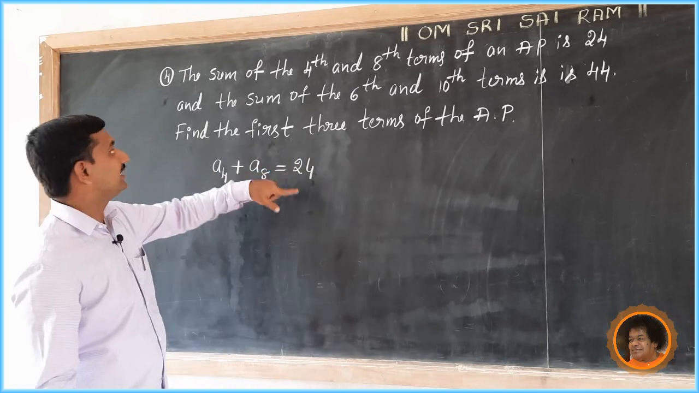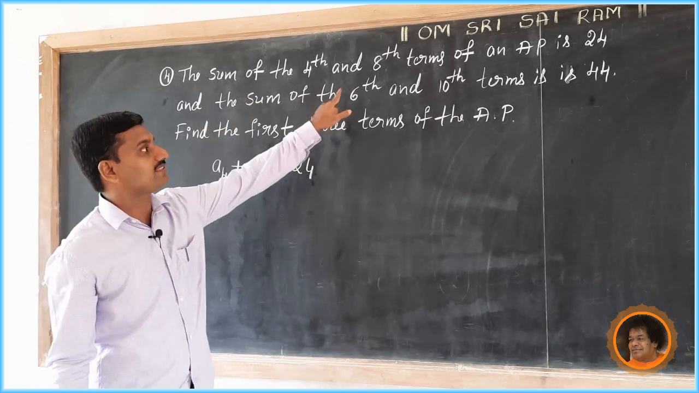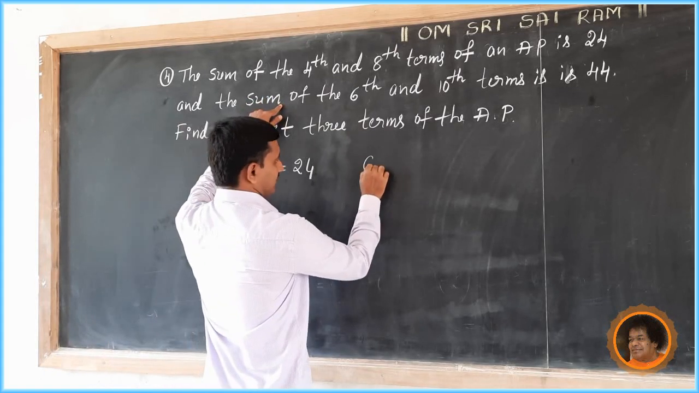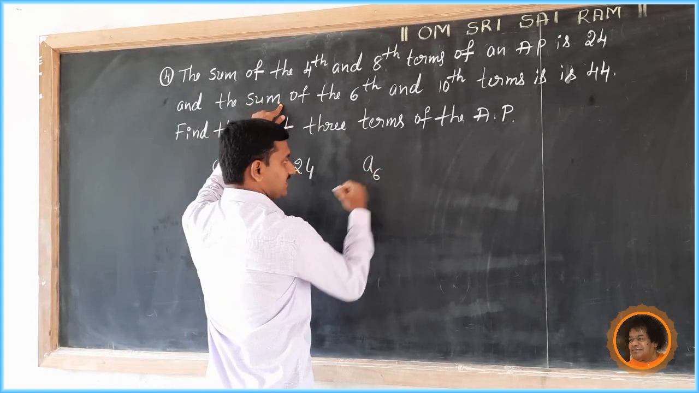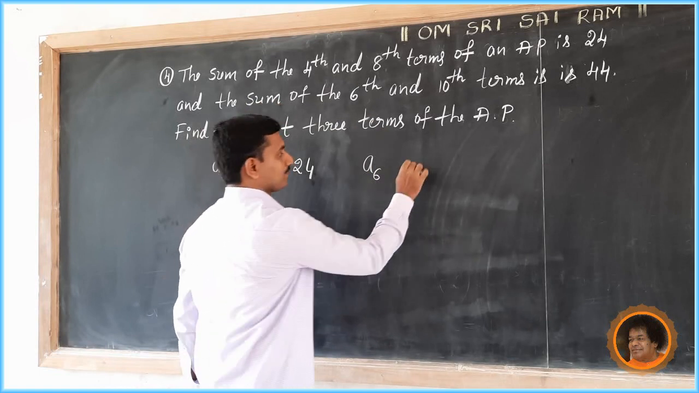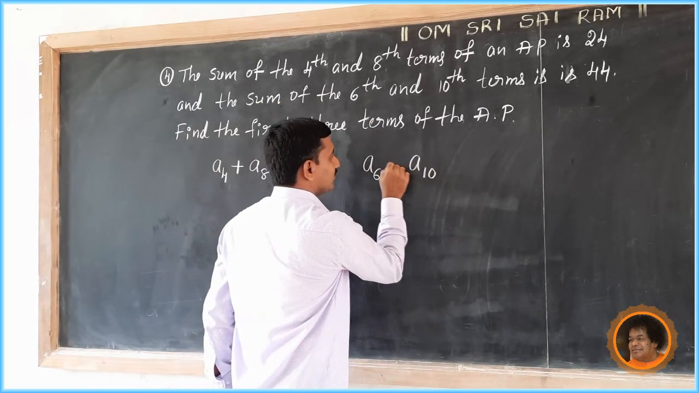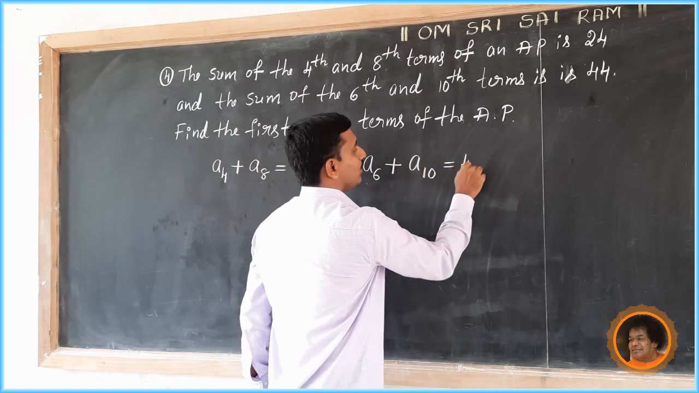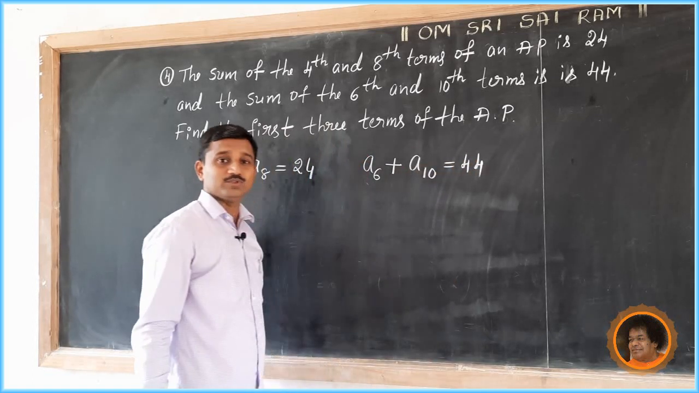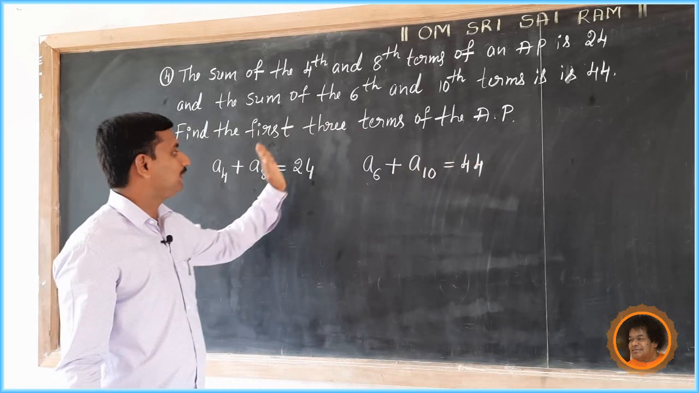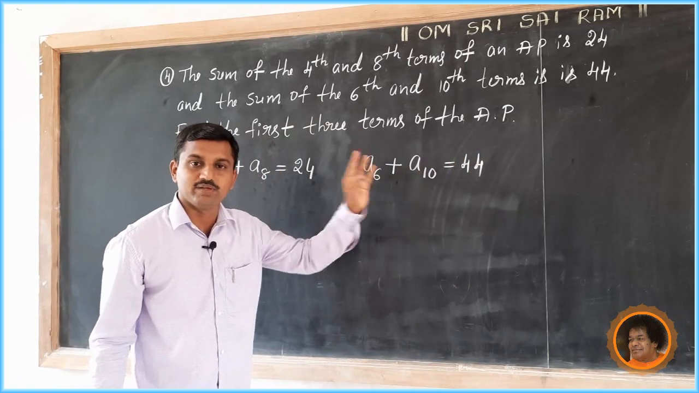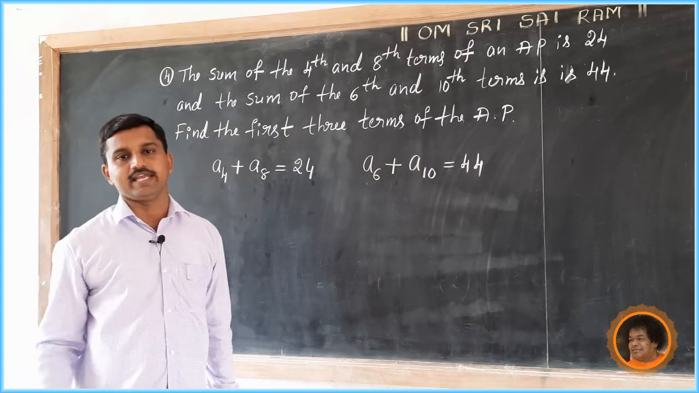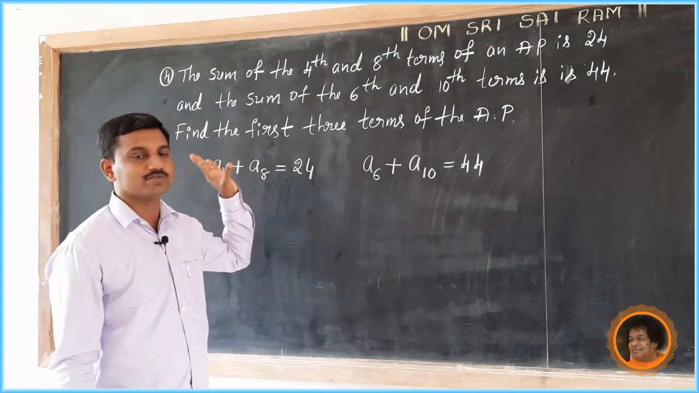So what about the second condition? The sum of the 6th and the 10th terms. The 6th term is written as a6 and the 10th term a10. So their sum, a6 plus a10, equals 44. So these are the conditions. With respect to these conditions, we find the value of a as well as d. Then write the AP, or the first 3 terms of the AP.